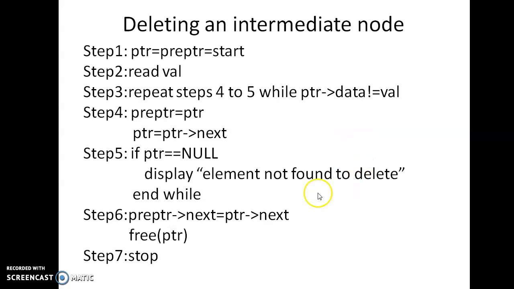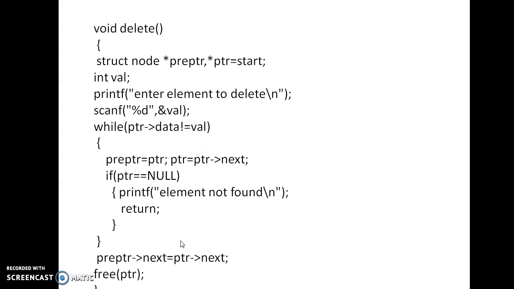Suppose the element was found to delete. Automatically I come to this sixth step. That means whenever ptr of data is equivalent to value, I come to this sixth step. In this sixth step, pre-ptr of next points to ptr of next, and I can remove that particular node by using the free function.